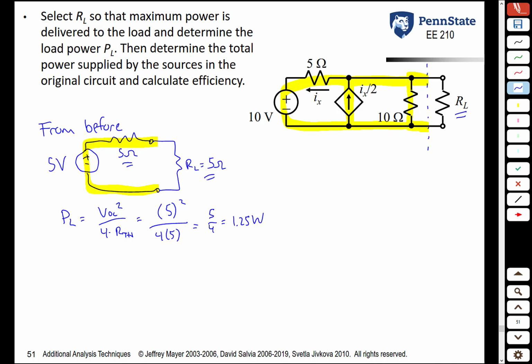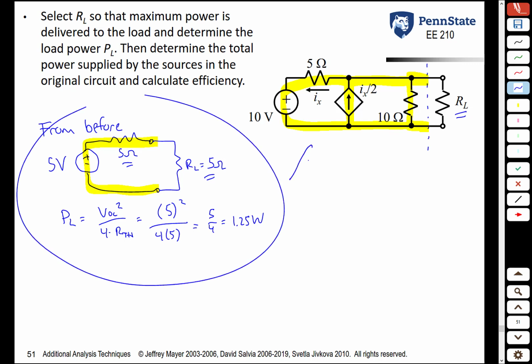The second part of the problem is to determine the efficiency of the circuit. So once again, we cannot use this Thevenin model here. Instead, we have to go back to the original circuit. We'll do this on the next page.